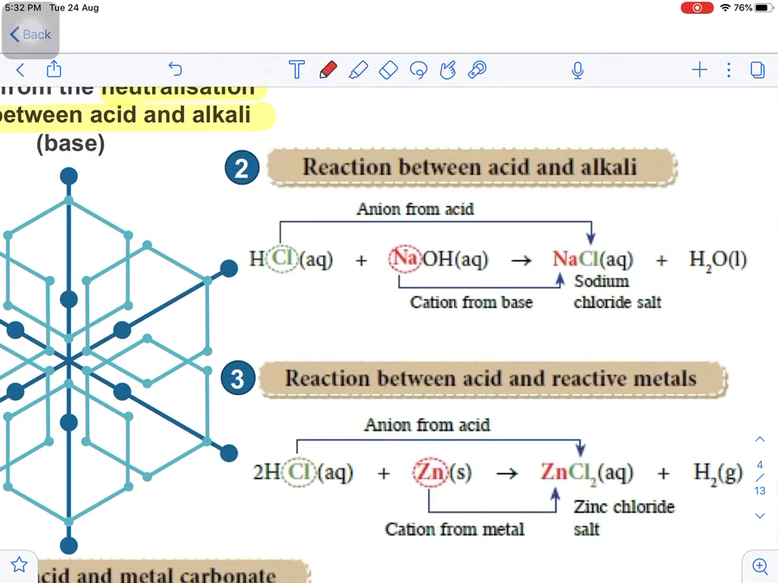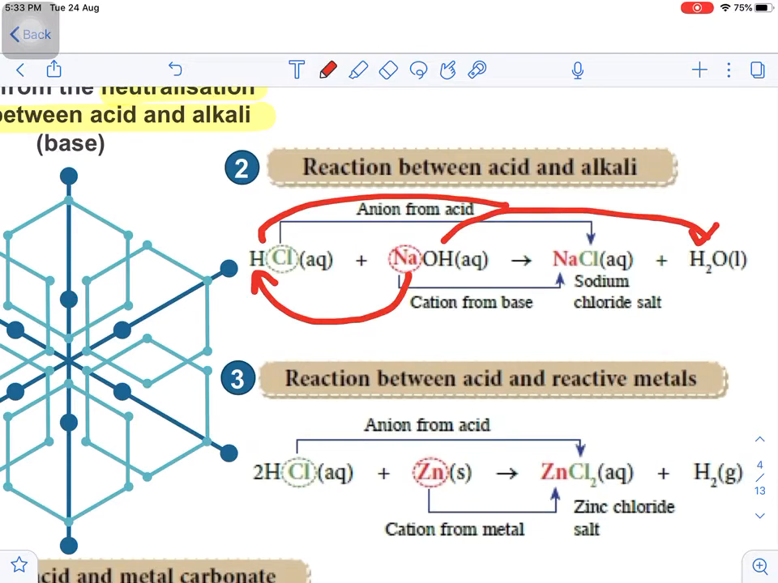So in reaction between hydrochloric acid and sodium hydroxide, what happened? Sodium ion will replace hydrogen ion from acid. Okay. So hydrogen ion will combine with hydroxide ion to form water. So what happened? Sodium ion and chloride ion will combine to form sodium chloride salt.